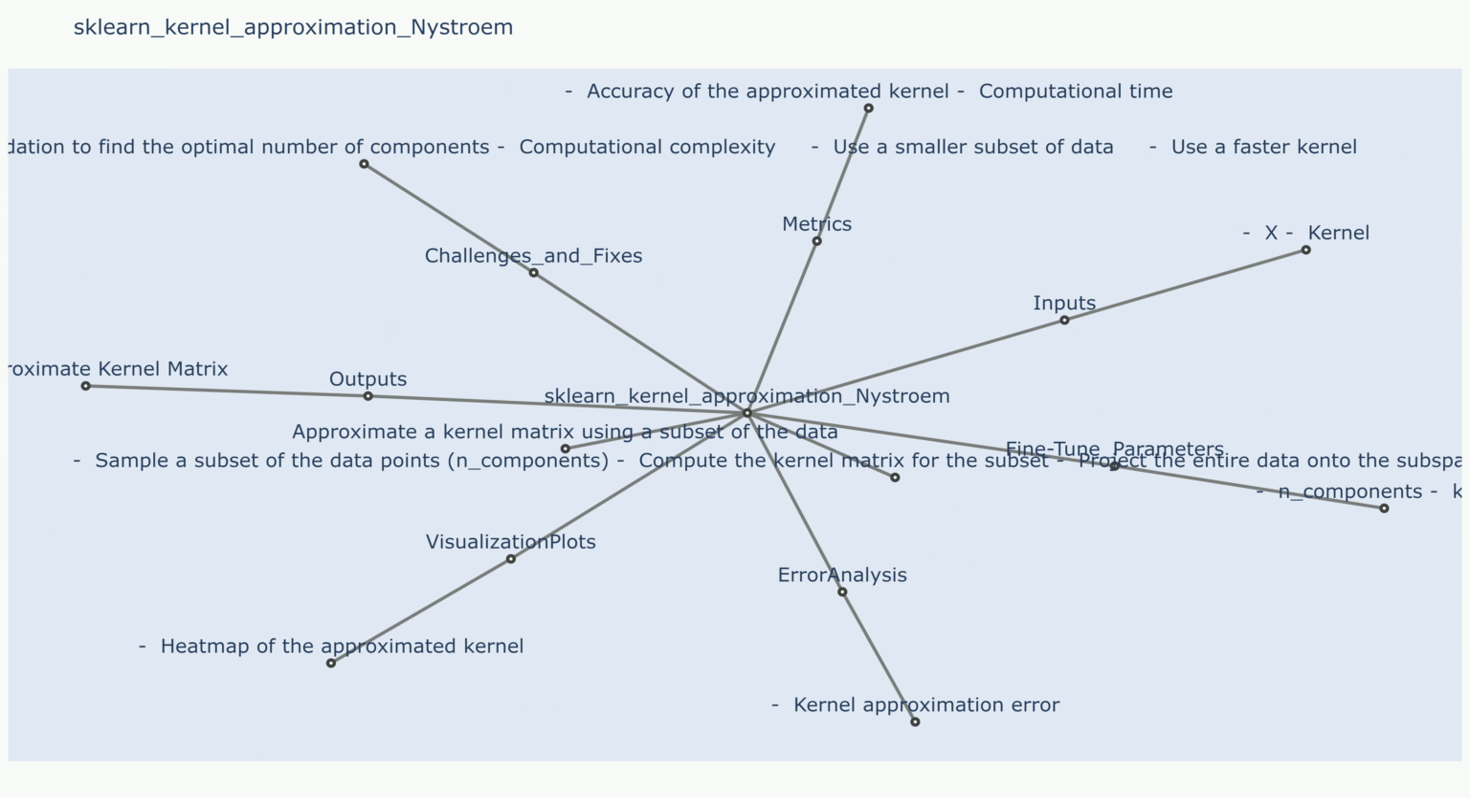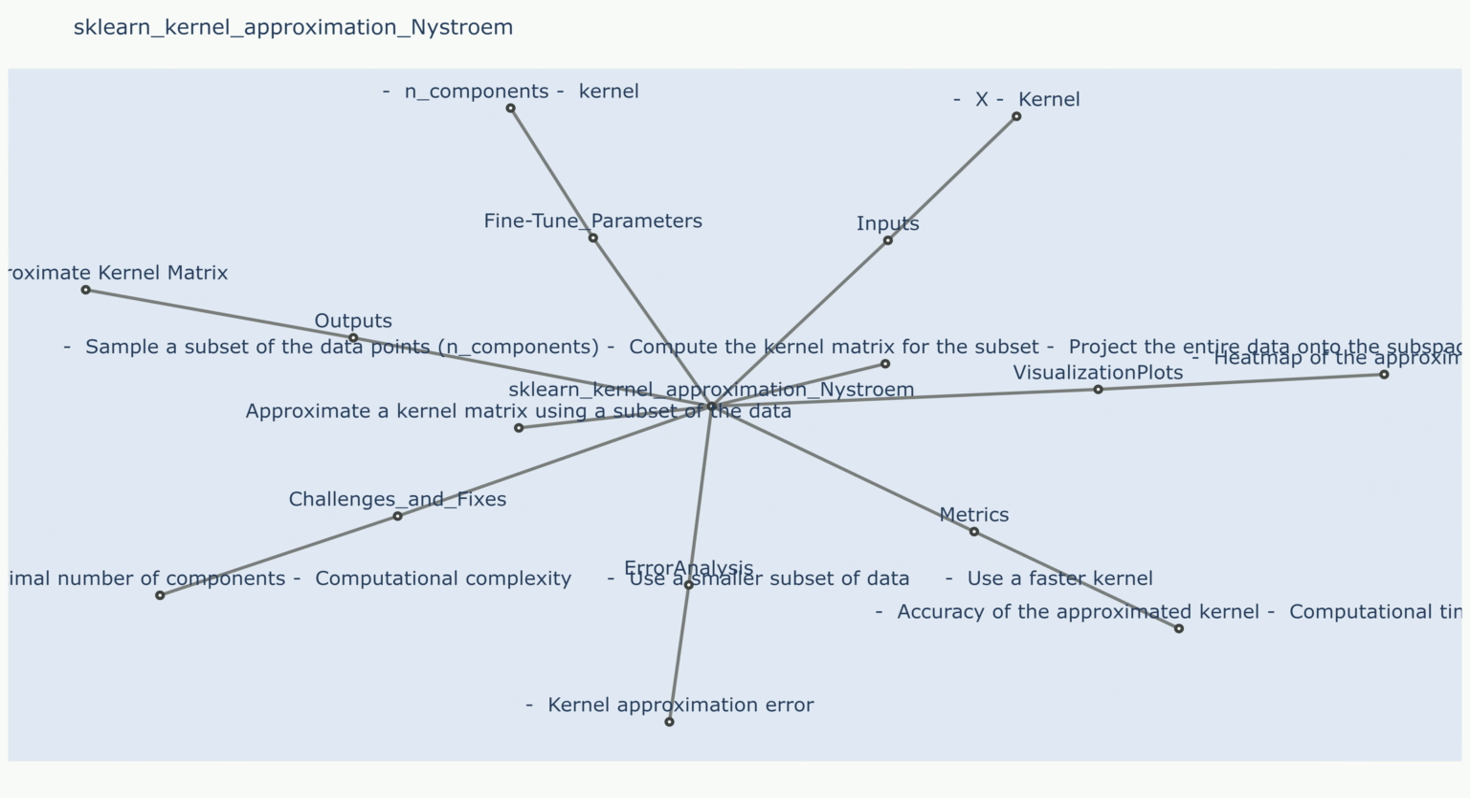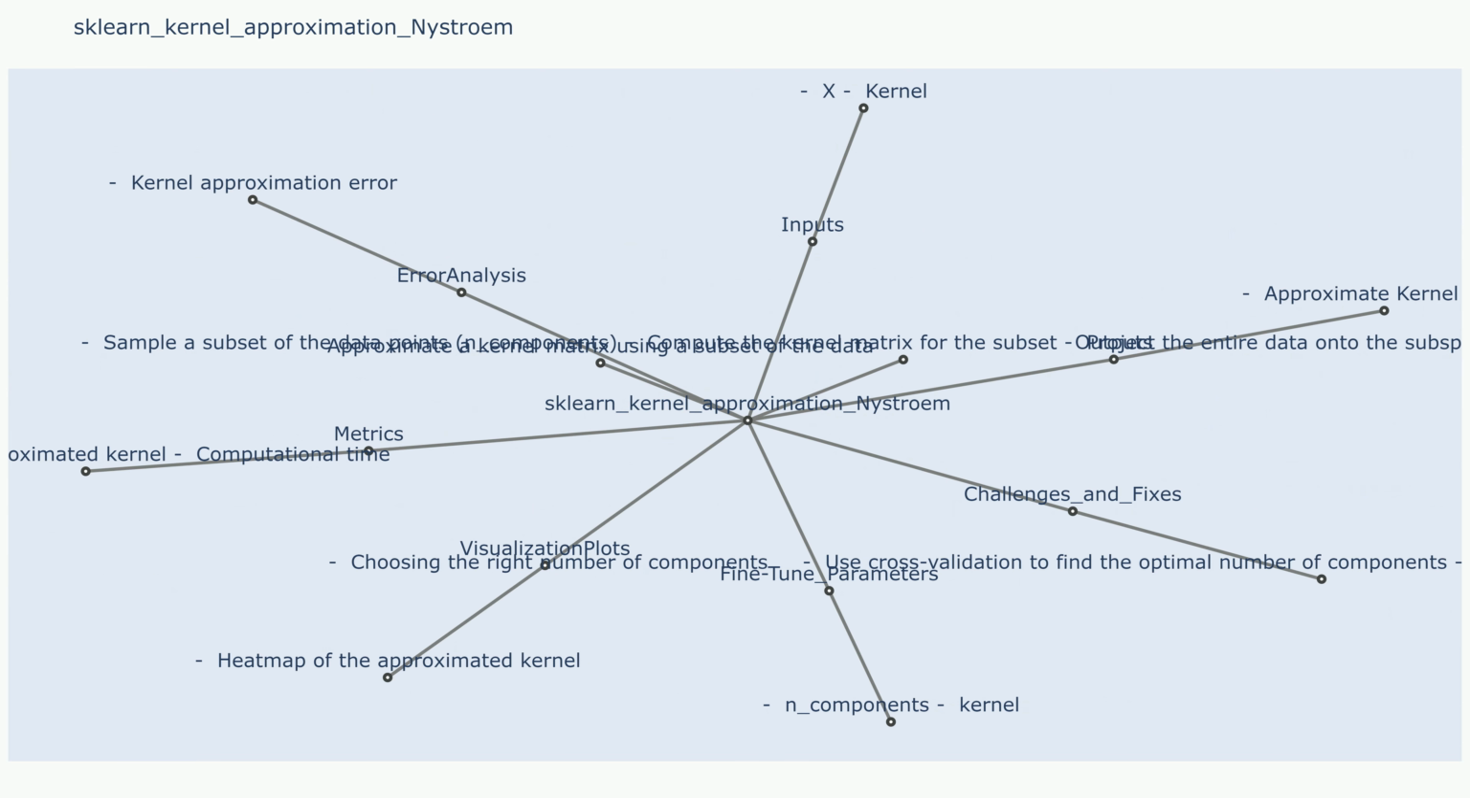Challenges and fixes. Challenge 1: the Nystroem method can be sensitive to the choice of landmarks. Poor selection can lead to a poor approximation. Sample use case that resulted in challenge 1: using a small number of landmarks for a dataset with complex structure. Fixes to challenge 1: increase the number of landmarks. Use a more sophisticated landmark selection method, such as k-means clustering. Perform multiple runs with different random landmark selections and average the results.